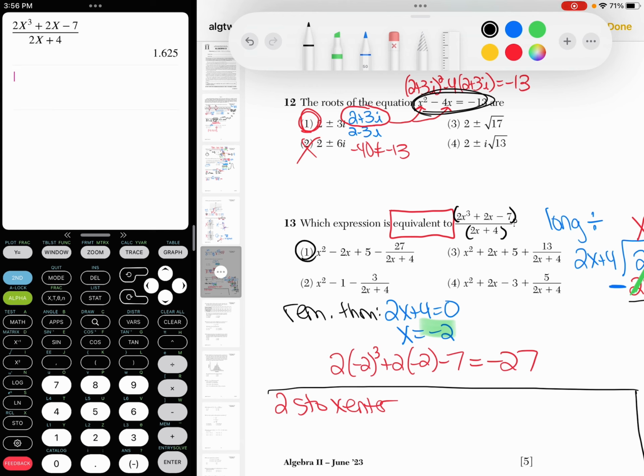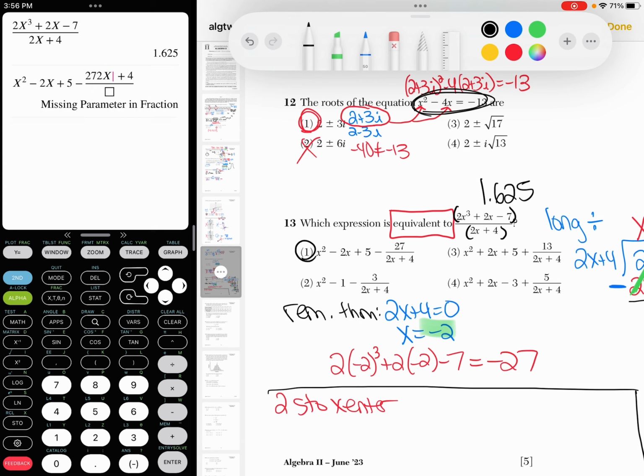Now when I type that in, I get 1.625. That number doesn't mean anything at all. What we're going to do is plug in the choices and see which one also gets me 1.625. So spoiler alert, we already know the answer is choice 1. So when I plug in choice 1 right now, we'll see that it also gets that same decimal.